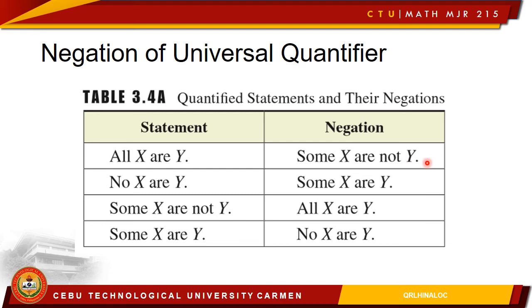So take note of that. Likewise, no x are y, the negation is some x are y. And if the statement is some x are not y, the negation is all x are y. So it is just flipped, notice that it is flipped from the first. And then the last one is some x are y, so the negation is no x are y.